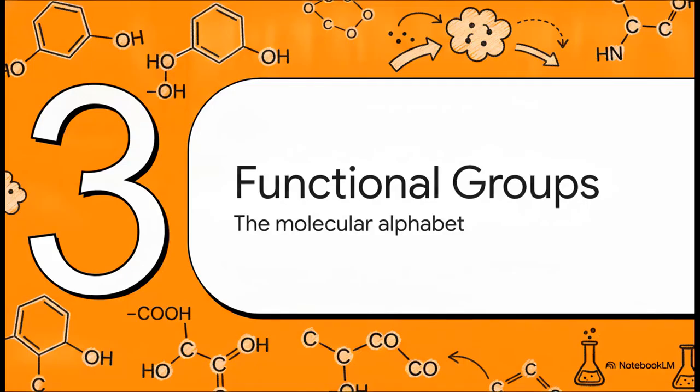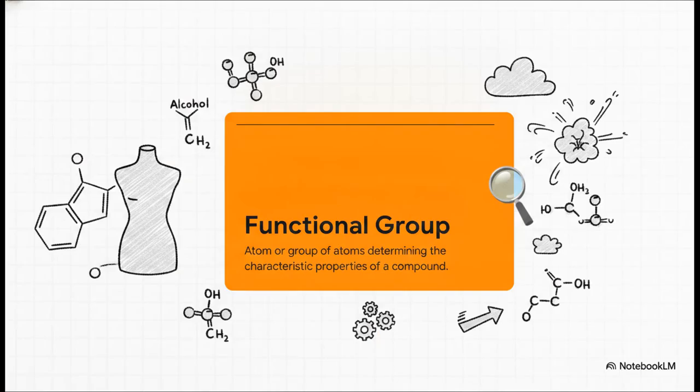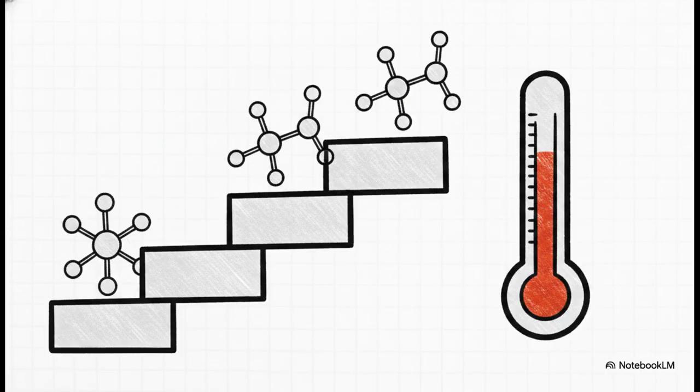Section 3. What are functional groups? Listen, if you take away absolutely nothing else today, make sure you get this concept. A functional group is an atom or a group of atoms that completely determines the characteristic chemical properties of an organic compound. Think of the carbon skeleton as just a blank mannequin, right? The functional group is the outfit you put on it. That outfit completely dictates what the mannequin's job is, how it behaves, and how it's going to react with everything else.